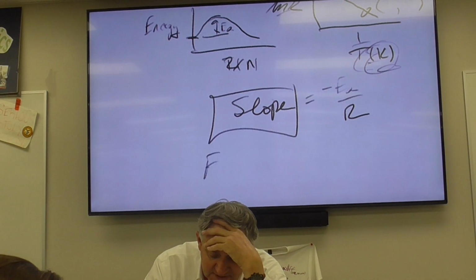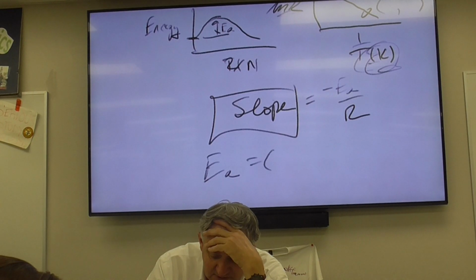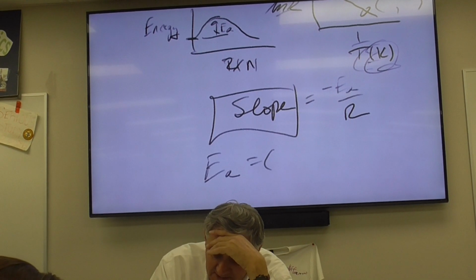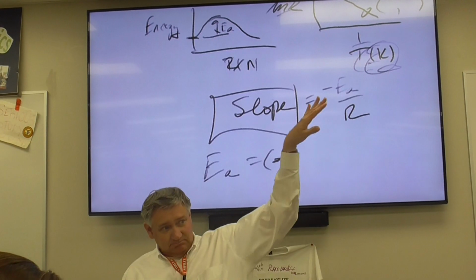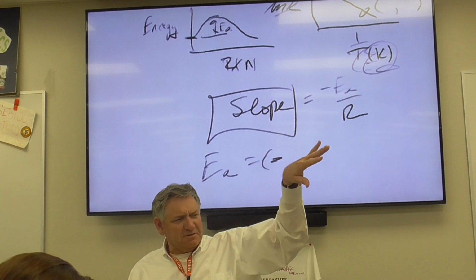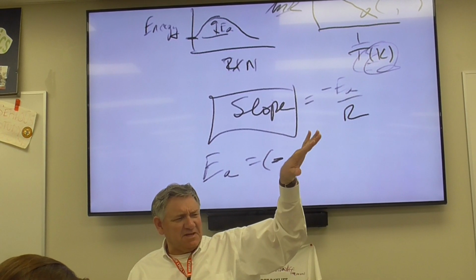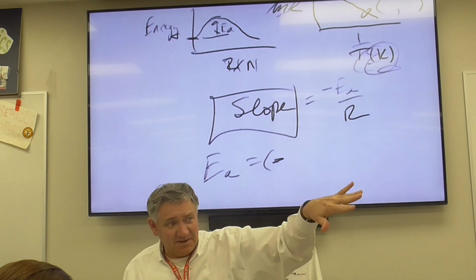So to get your activation energy, hopefully your slope has a negative value to it, okay, because it's a downward slope. Chuck, were you the one that was struggling with the negative slope yesterday? Okay, you got it figured out though?